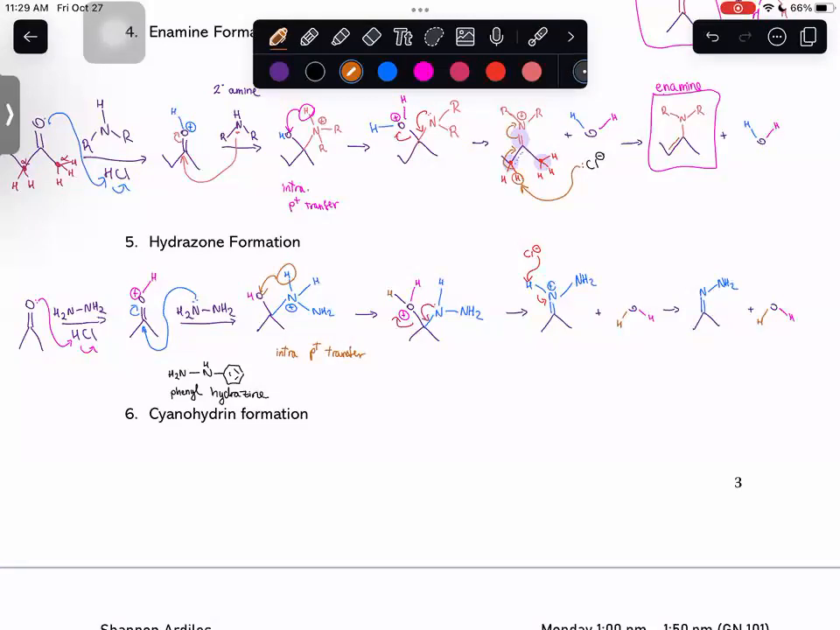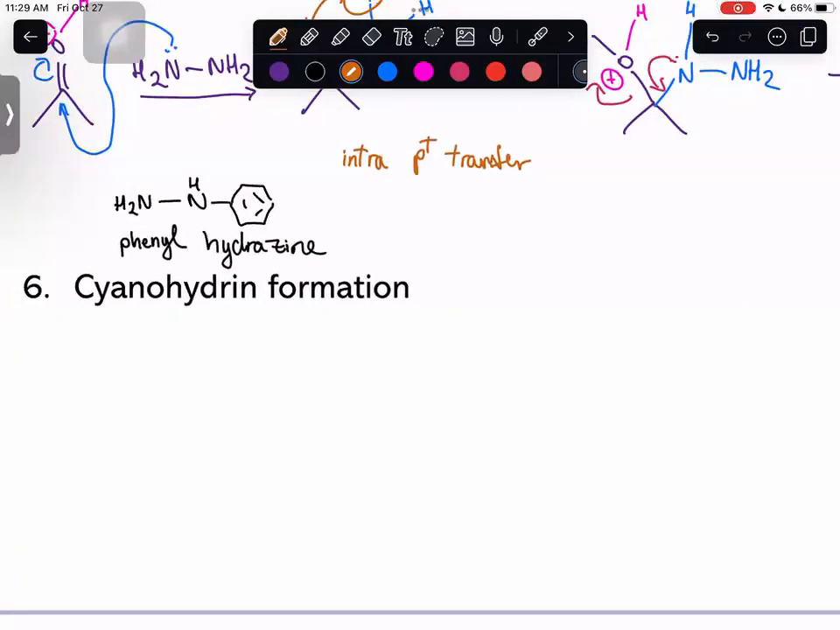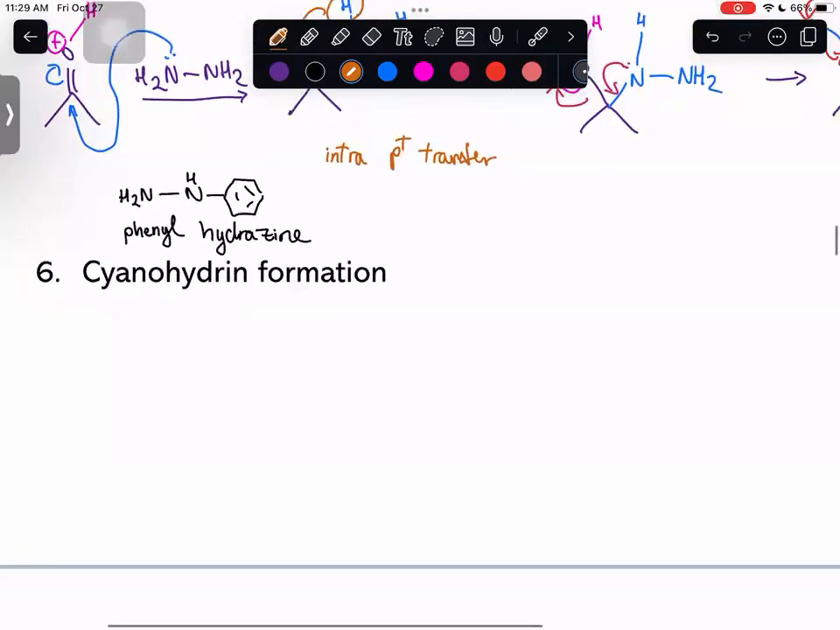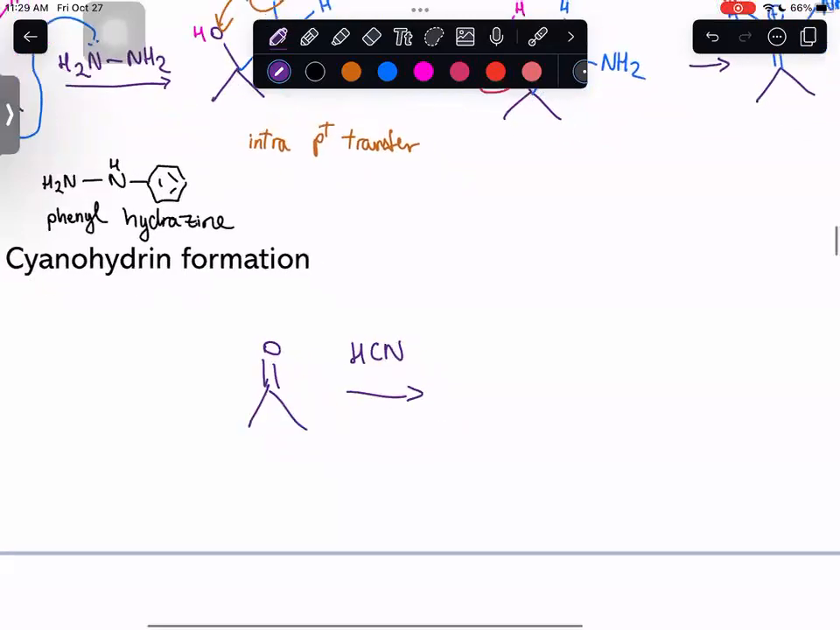So let's see our dear cyanohydrin, sorry. Okay, so let's just start with a simple ketone. And then we need HCN.